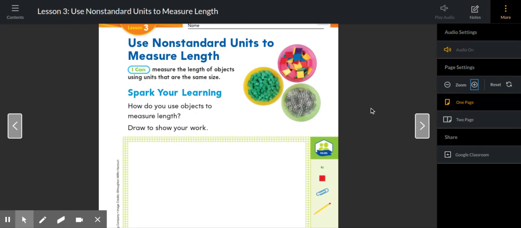Today is Thursday, May 14th, and today in math we are working on Module 17, Lesson 3 and Lesson 4. And we're talking about measurement today, and we're talking about non-standard units of measurement. And what that means is we're not measuring using a ruler and inches and centimeters and feet. We're using objects in order to measure. So our I can statement is I can measure the length of objects using units that are the same length.